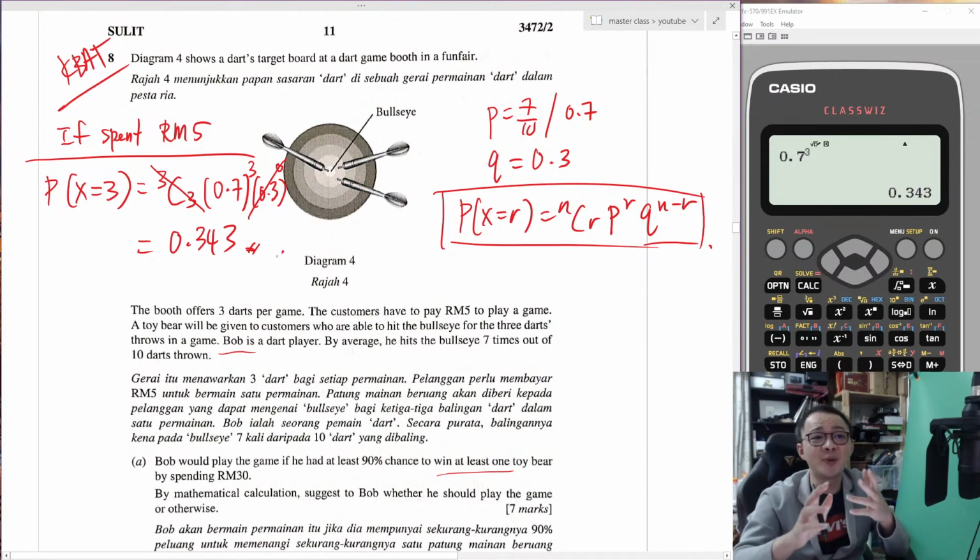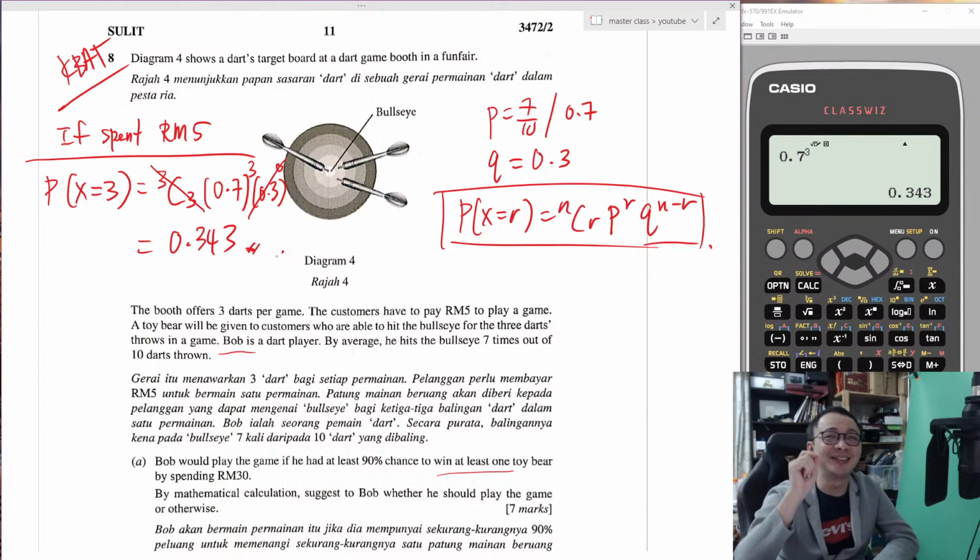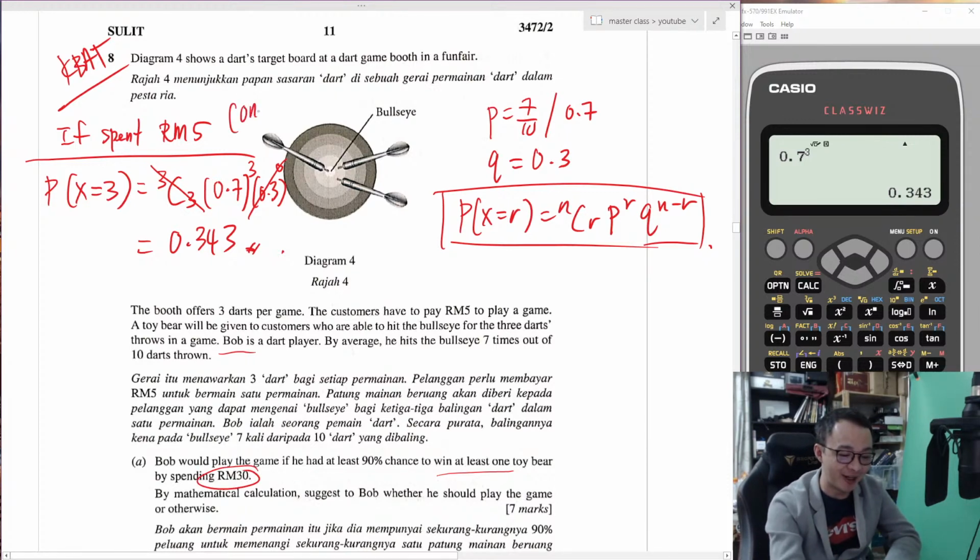So that basically means if I only spend 5 ringgit, I can get a bear with about 34% chance. If I change the probability to a percentage, multiply by 100%. Basically means if I throw 10 times, if I pay like 50 ringgit, I can throw 30 darts, then I have the chance to win about 3.4 bears. Okay, so this is roughly the idea. So right now, what Bob spends is about 30 ringgit, because this one is for one game, right?